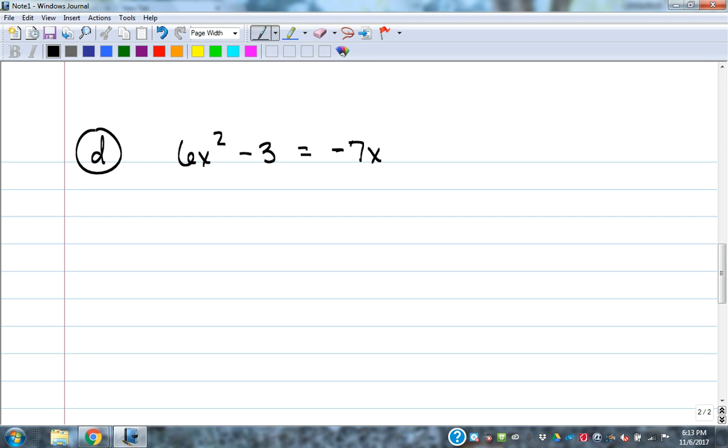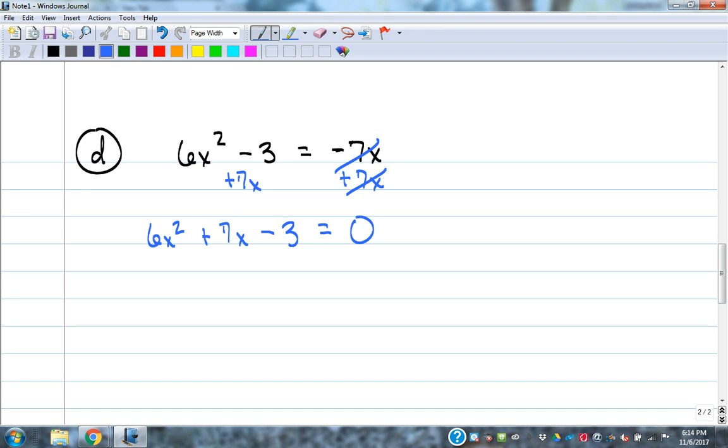Okay. What do I need to do first? Move the 7x over to get it equal to what? 0. So if we're going to try to solve by factoring, getting it equal to 0 needs to be the first thing we do. And then we get it in descending order. So I'll put that 7x in the middle because it should be there for descending order.